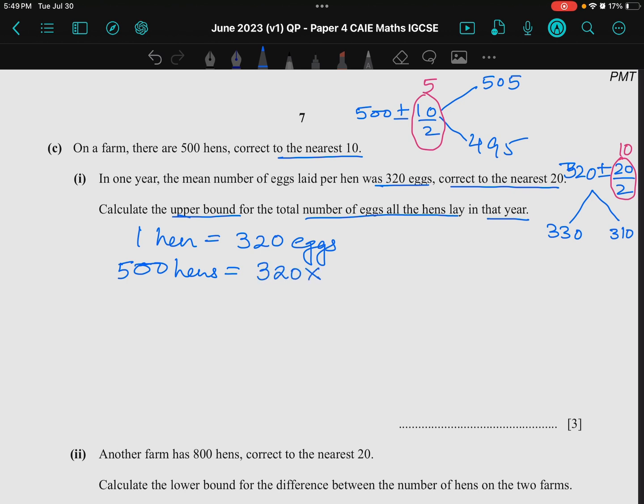320 multiplied by... Okay, for 500 hens, what we can do... Since we have to find the upper bound, for upper bound we will take the upper bound values of 500 and 320, which will be 505 and 330. So it is 505 multiplied by 330, which will give me 166,650. This is my answer.